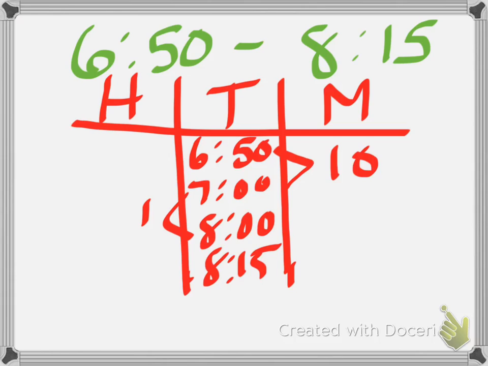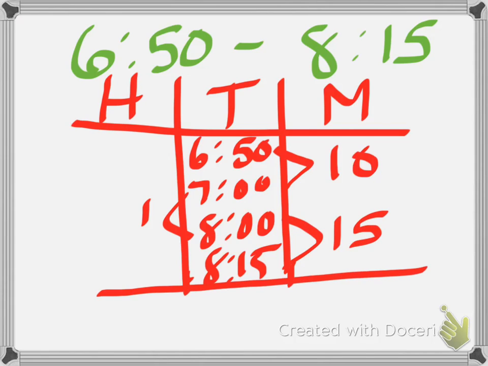From 8 o'clock to 8:15 is how many minutes? 15 minutes. And then what do we do? We just add them up. Minutes first. 0 plus 5 is 5. 1 plus 1 is 2. And we don't have any regrouping to do. So our elapsed time from 6:50 to 8:15 is 1 hour and 25 minutes. Awesome job if you got that one correct.